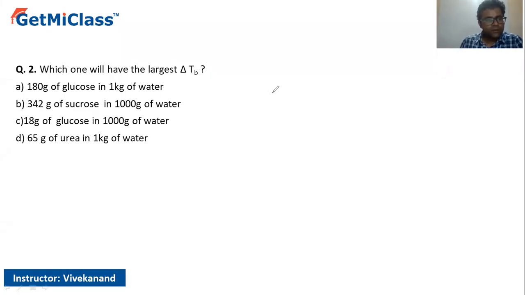Question number 2: which one will have the largest elevation in boiling point, that is, the delta TB? Option A, 180 gram of glucose in 1 kg of water. B, 342 gram of sucrose in 1000 gram of water. C, 18 gram of glucose in 1000 gram of water. And D, 65 gram of urea in 1 kg of water.